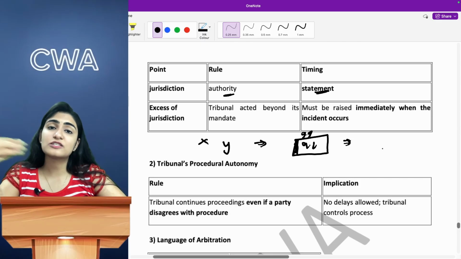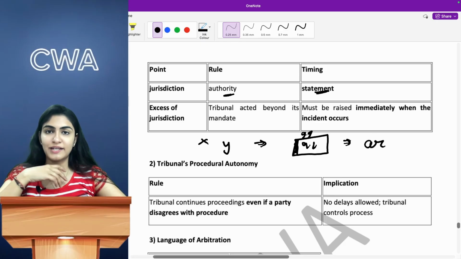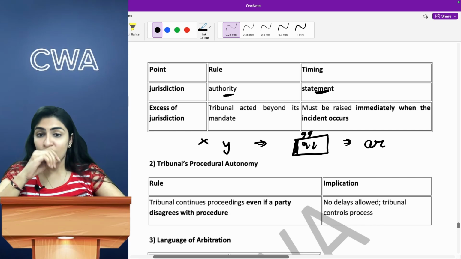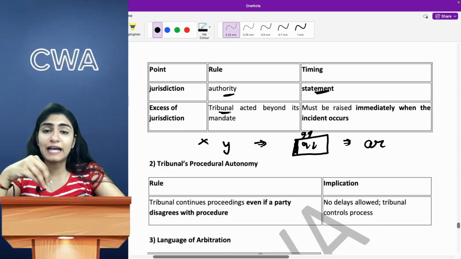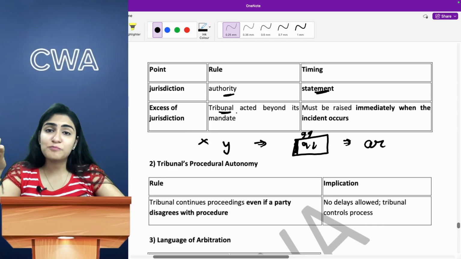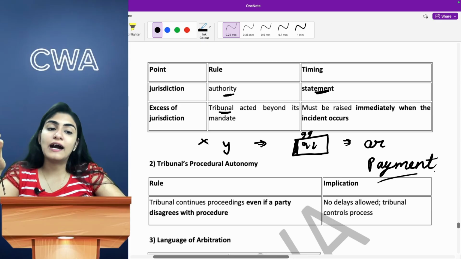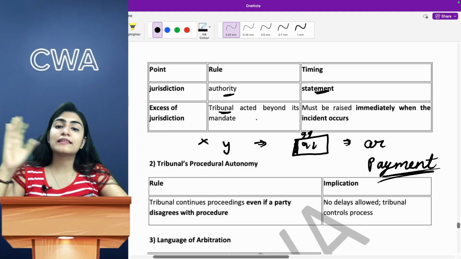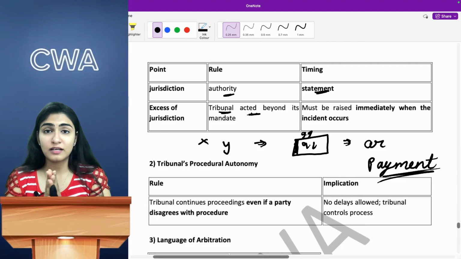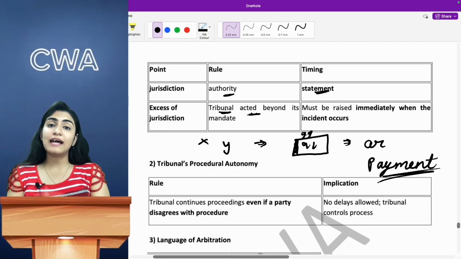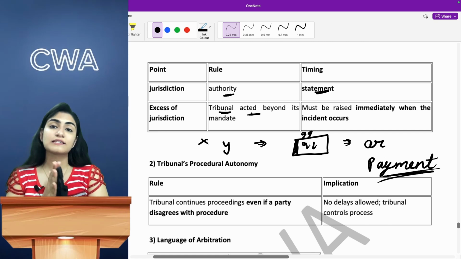We will go and resolve this dispute under arbitration. Okay, so this is written in the arbitration agreement. But while doing the arbitration proceedings, payment issues are also being discussed. So, in that case, the tribunal is acting beyond its mandate, meaning the arbitration agreement said that only disputes that are related to the quality of goods can be discussed.